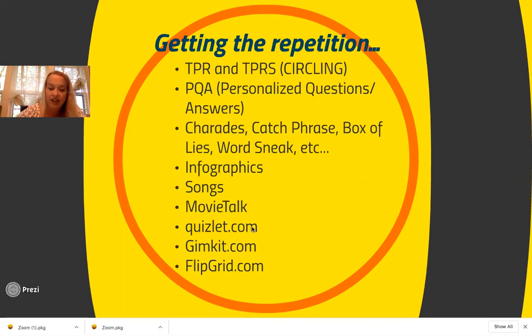Quizlet is a flashcard site that I know a lot of teachers use. Gimkit, my kids love this. You can set it up to where you're answering questions about the book, or you're just doing vocabulary practice, and the kids answer the questions and they earn money to buy certain things, and they compete against each other. So it's really pretty compelling, that game. And then Flipgrid is one that we're kind of experimenting with on how to do with a lot of input.